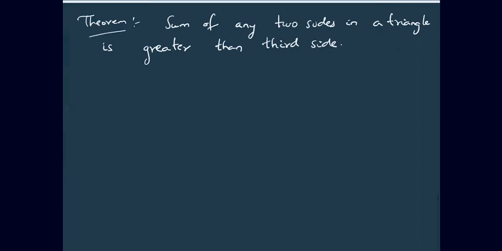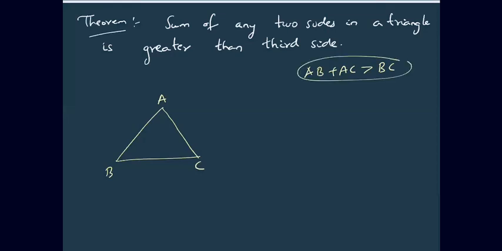Okay, so let us just discuss this problem. So we have a triangle ABC. So we need to prove that AB plus AC is greater than BC. That is, the sum of any two sides is greater than the third side. So we'll just prove one, and the rest of the inequalities you can do yourself.